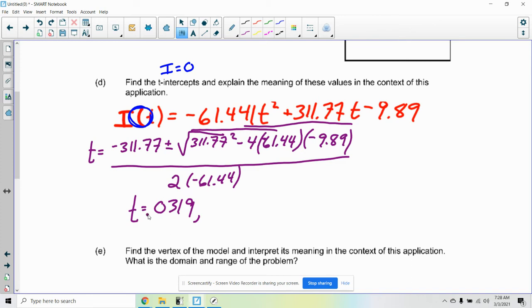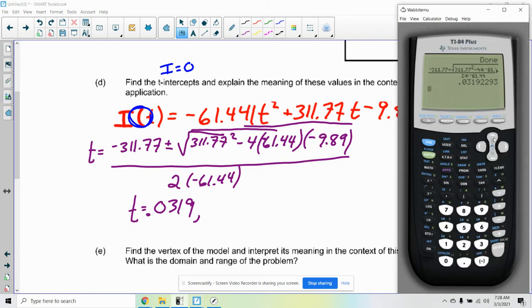And then all I have to do to go back and get my other answer is just highlight my original expression. I'm going to hit second left to go all the way to the left side, and then just change that plus sign to a minus sign. So I get 5.04.